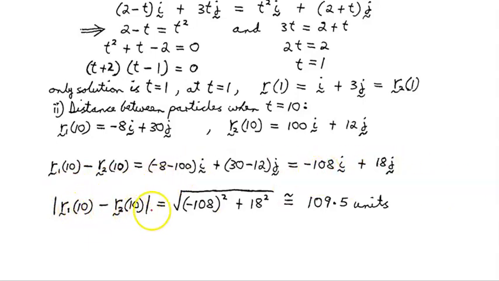To find that, we need the absolute value of the displacement vector. We get the square root of minus 108 squared plus 18 squared, which by calculator will give us 109.5 units. That is the distance between the two particles, whether it is meters, kilometers, whatever units we're working in.